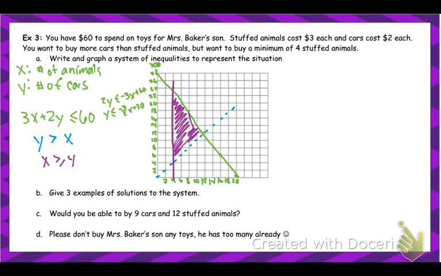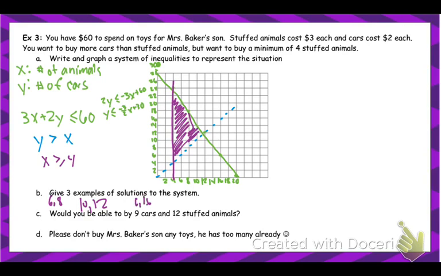There's lots of different ones on here. I could do 6 animals and 8 cars, for example. I could do 10 animals and 12 cars. I could do 6 animals and 16 cars. Okay, so lots of different possibilities here.